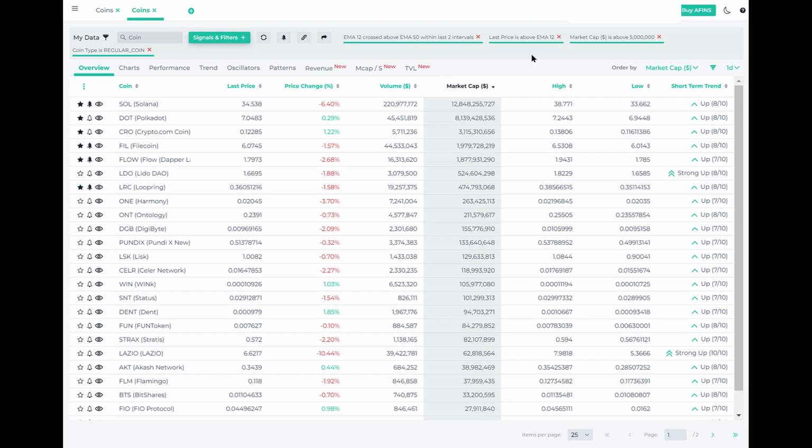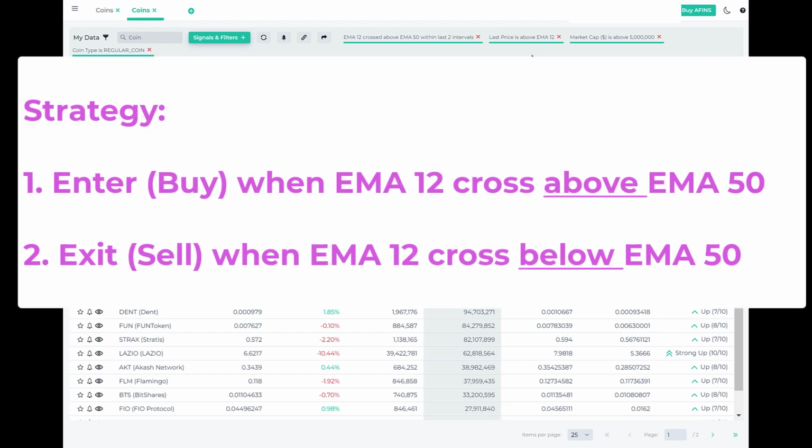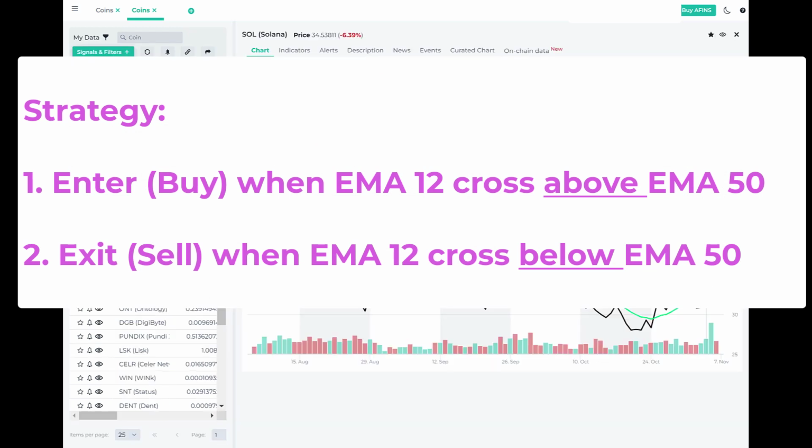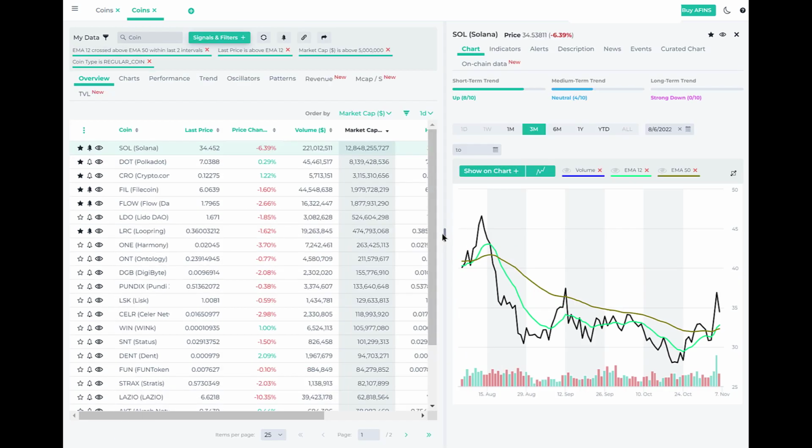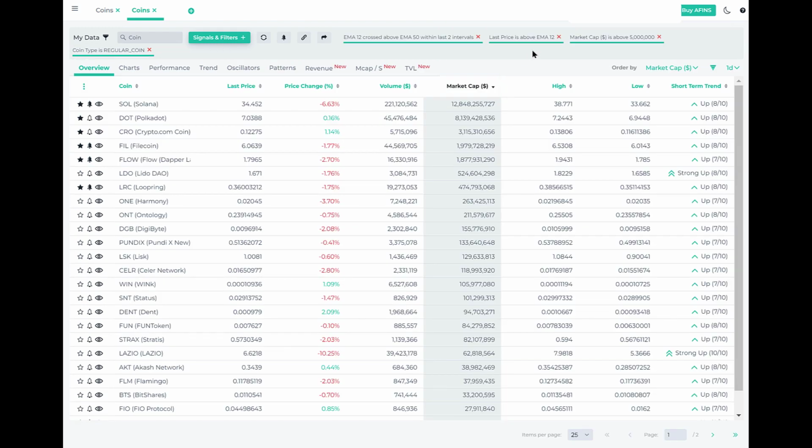So to execute the strategy, the trader would buy these coins when that crossover happens, or within a few days of that, or as soon as possible. So you buy it when the 12-day moving average crosses above, and the trader sells it when the 12-day moving average crosses back below the 50-day moving average. So it's a very simple yet powerful strategy to execute. And now there's 30 choices here.